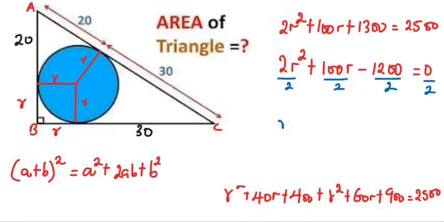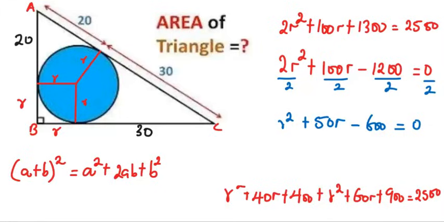Now what we're going to do from here is to divide each term from both sides by 2. So from here we obtain R squared plus 50R, then minus 600. So this is equal to 0. Okay, so from here, we're going to look for two numbers whose product is negative 600 and whose sum is 50. So what do you think will be these two numbers? I'm thinking of negative 10 and positive 60, right?